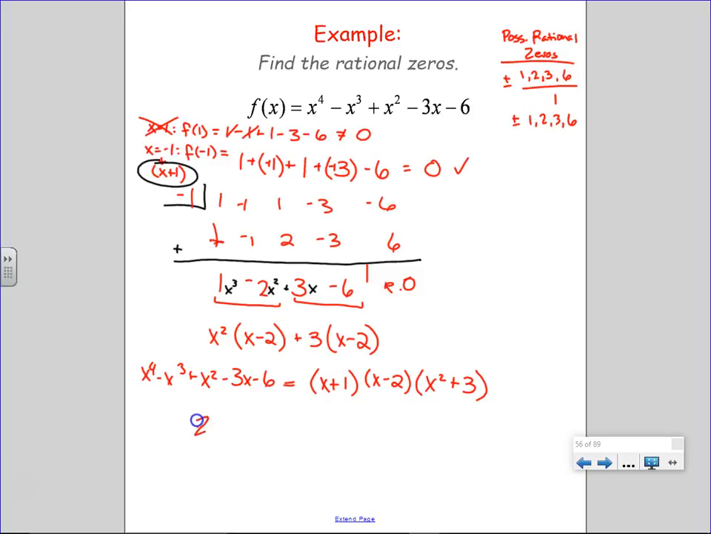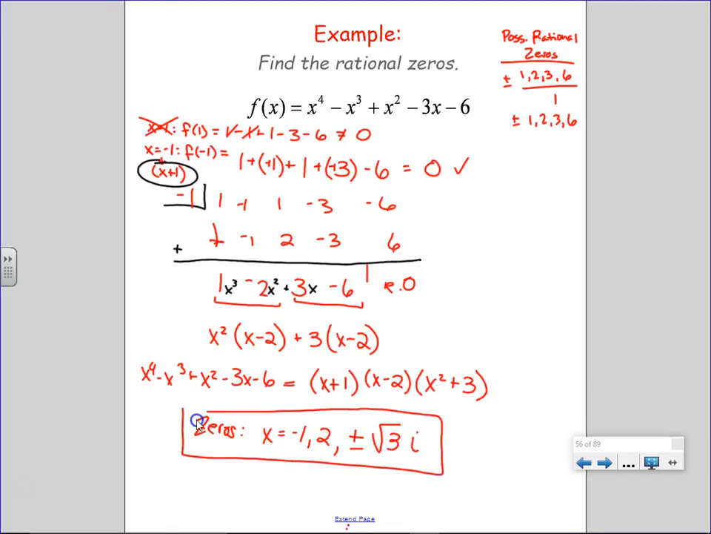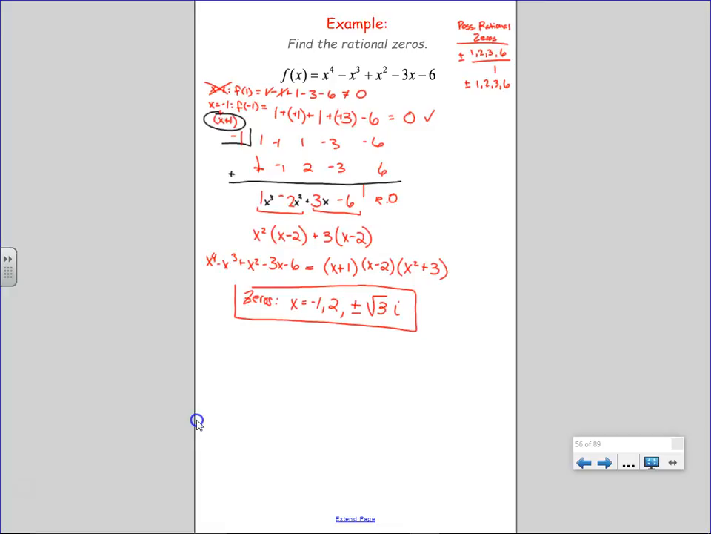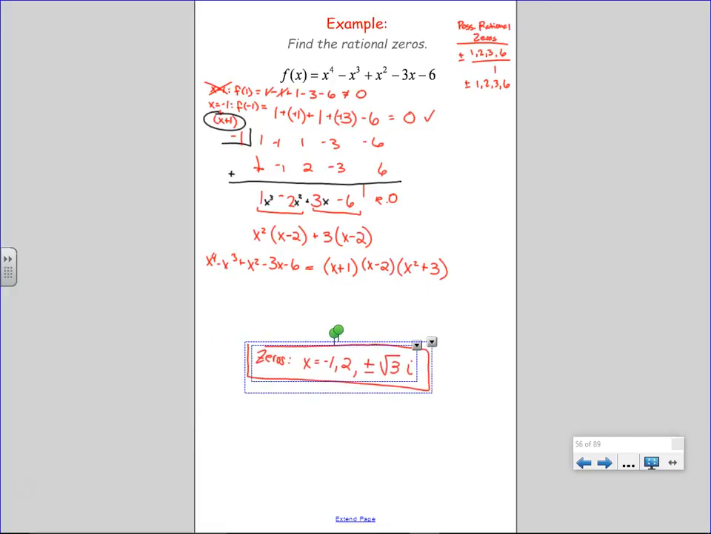So what are your zeros? X equals -1, 2, and plus or minus... How did I get there so fast? What did we do? We said define zeros, then we have to set everything equal to 0, right? Which ones can we do in our heads pretty quick? That's -1. That's +2. That's the square root of -3, plus or minus.